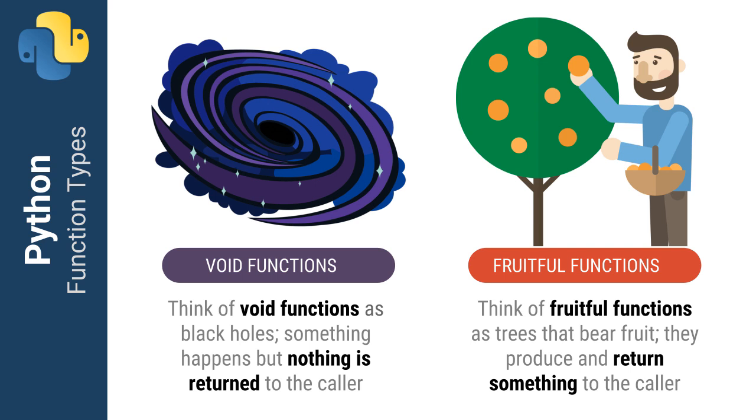On the other hand, so-called fruitful functions are like trees that bear fruit. These functions yield some sort of result that is passed back to the caller. In many cases, these functions return the results of some sort of calculations or data processing. Python's built-in input function is a perfect example of a fruitful function. You provide it with a message to prompt the user, and then it takes whatever the user typed in and passes it back to you.